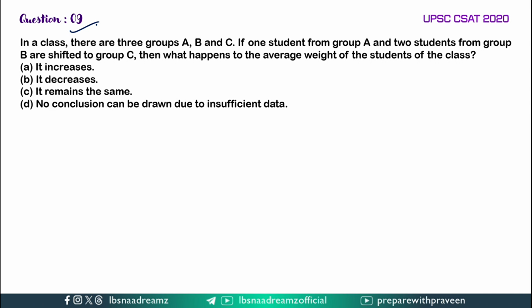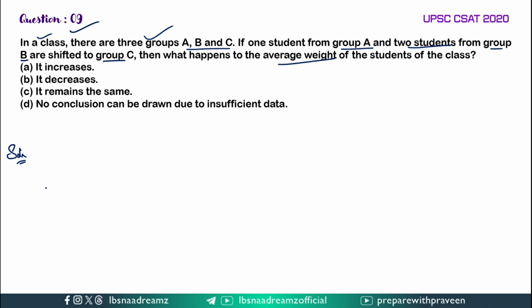Question 9. In a class, there are 3 groups A, B and C. If one student from group A and 2 students from group B are shifted to group C, then what happens to the average weight of the students of the class? Read this question carefully. In that, one student from group A and 2 students from group B are shifted to group C. Now they are asking what will happen to the average weight of the students of the class. This is just a basic question. We can solve this with the basic understanding of the average concept.